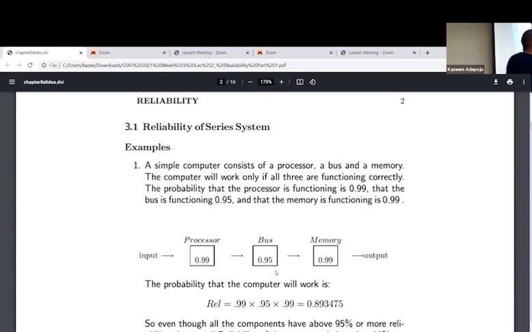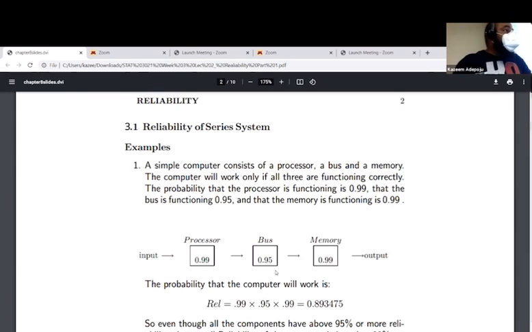This is a situation where components are connected in series. Take a look at that. A simple computer consists of a processor, a bus, and a memory. The computer is a system that has more than one component. So right now we have 3 components, right? The probability that the processor is functioning is 0.99, that the bus is functioning is 0.95, and that the memory is functioning is 0.99. And what I want to find right now is the probability that the computer is working.